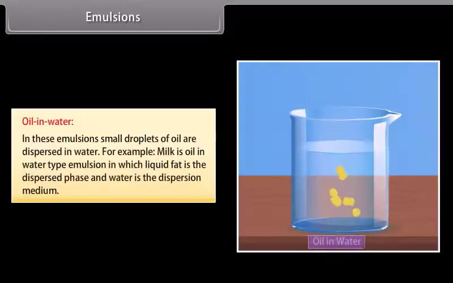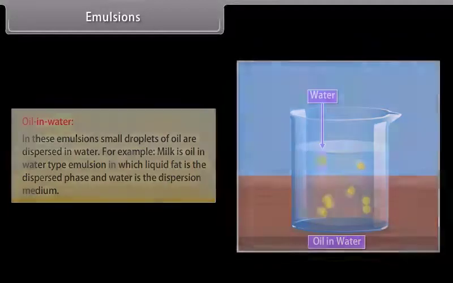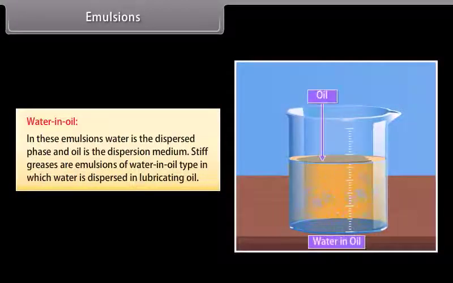In these emulsions, some droplets of oil are dispersed in water. For example, milk is oil in water type of emulsion, in which liquid fat is the dispersed phase and water is the dispersion medium. Water in oil. In these emulsions, water is the dispersed phase and oil is the dispersion medium. Stiff greases are emulsions of water in oil type, in which water is dispersed in lubricating oil.